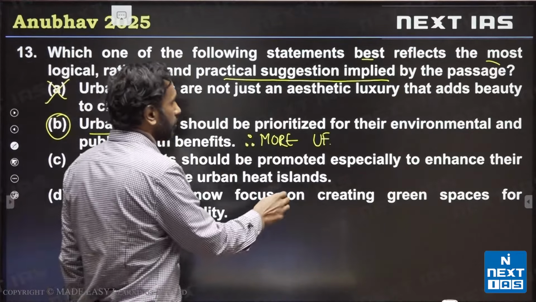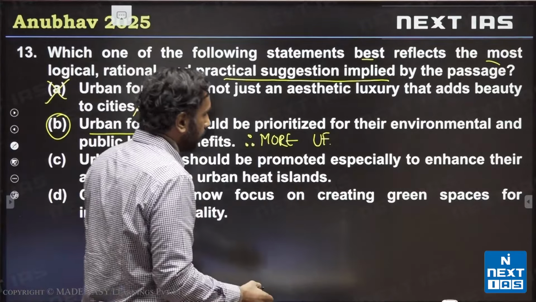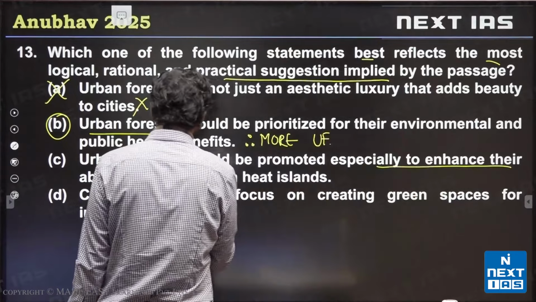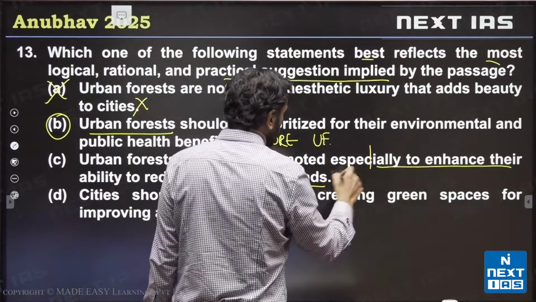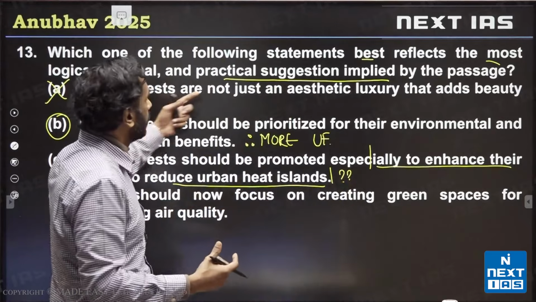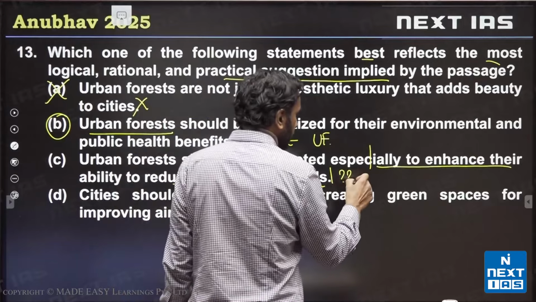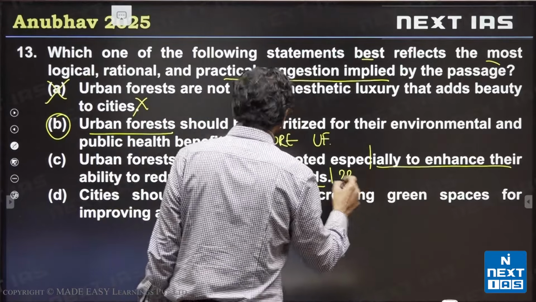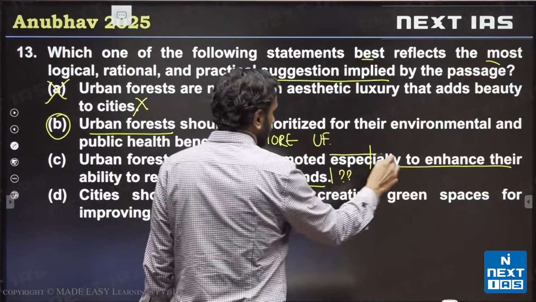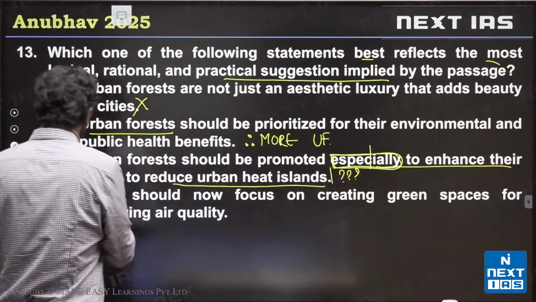Urban forests should be promoted, especially to enhance their ability to reduce urban heat islands. So, especially to enhance reducing heat islands. This is not necessarily what the author stressed on, right? Best reflects the practical suggestion implied by the passage. Option C could be right, but it's stressing on something, especially to reduce urban heat islands, right? So this is what is most problematic. Let's put C aside again.